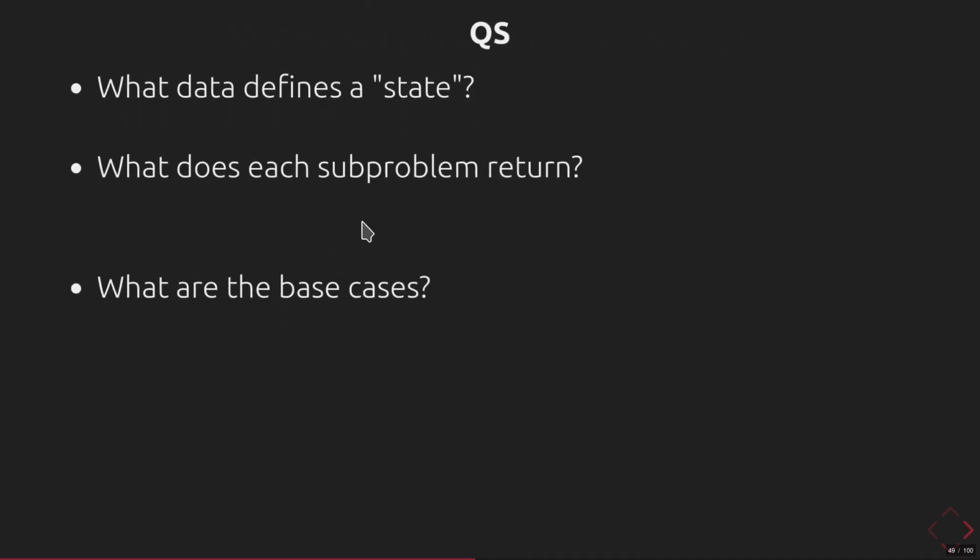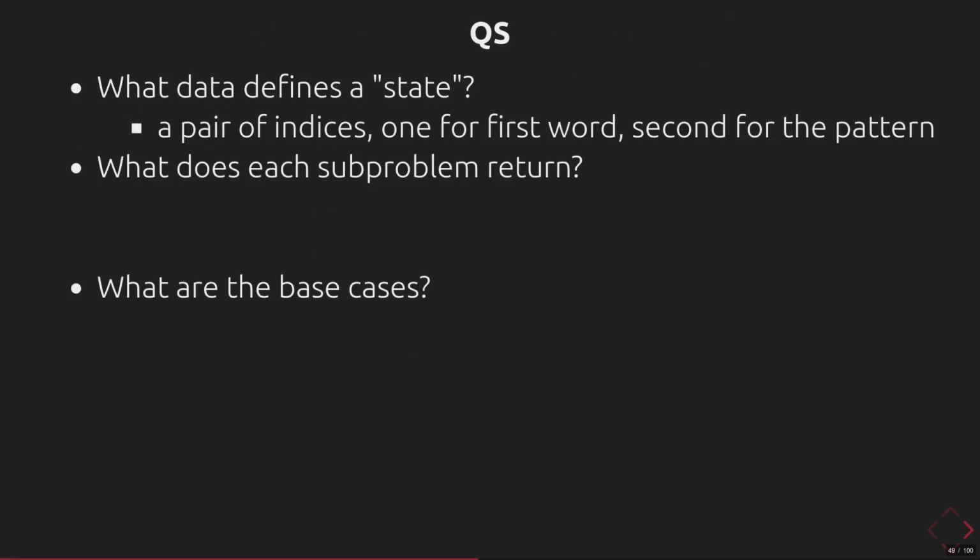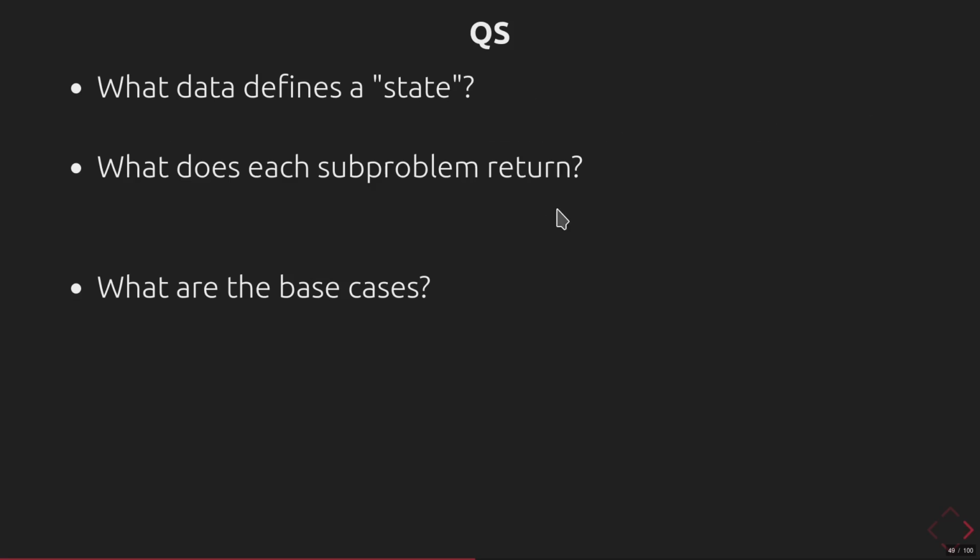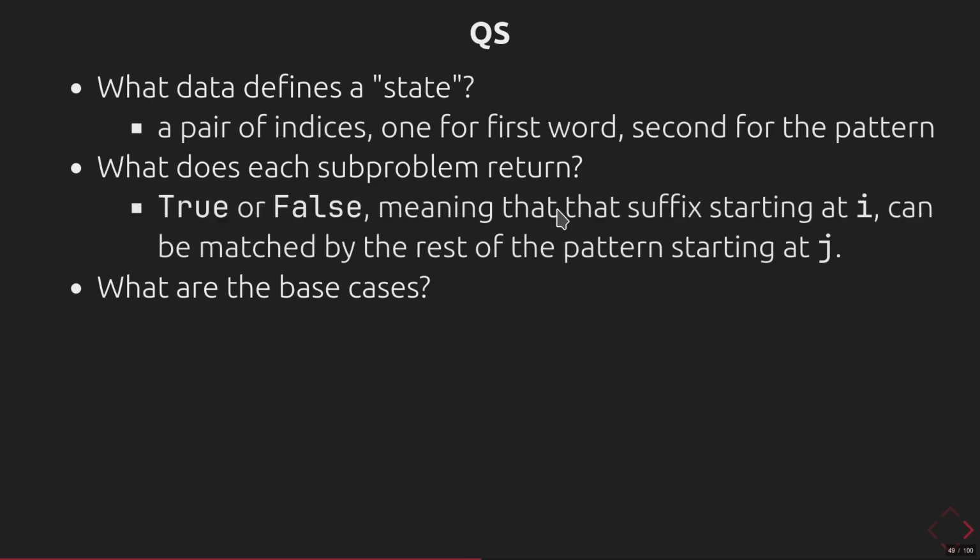First of all, what data defines a state? Just like in edit distance, this is a pair of indices, right? And specifically, these define the suffixes starting at that index. So what does each subproblem return? Well, each subproblem should be like the larger problem, right? So each subproblem is actually going to be true or false. And what does that true or false mean? It means that the suffix starting at I can be matched with the rest of the pattern starting at J.